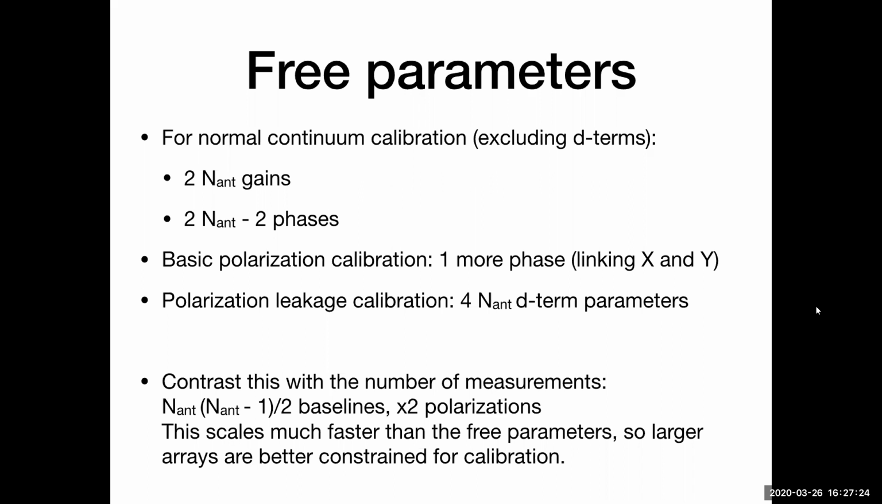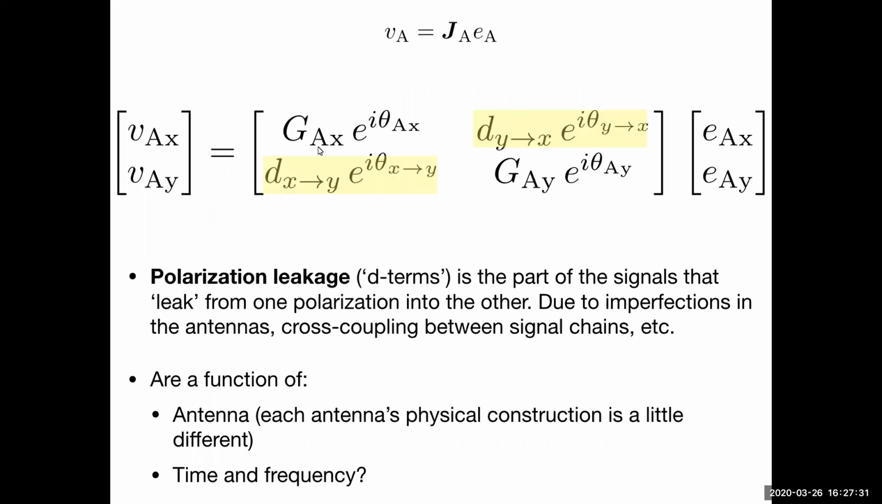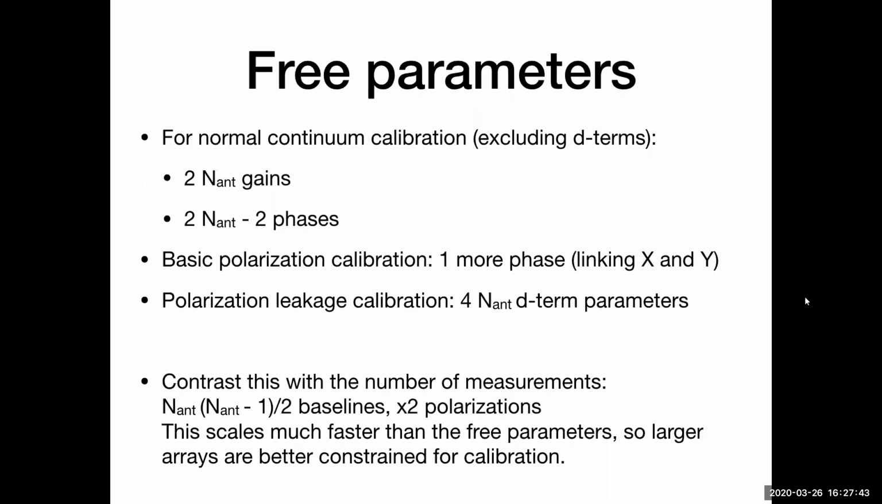If you do polarization leakage calibration, you end up with 4 parameters per antenna, and that comes out of these having both an amplitude and a phase contribution, since they're both complex numbers. So you end up with four parameters to completely solve for that per antenna.